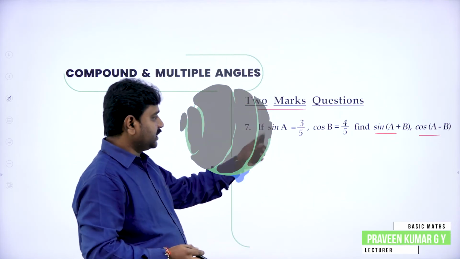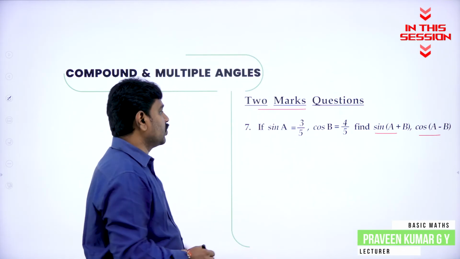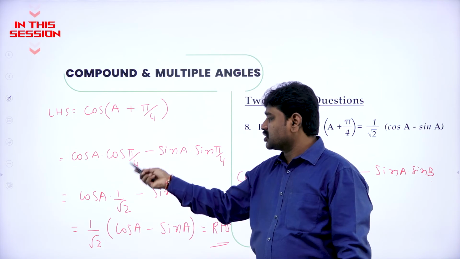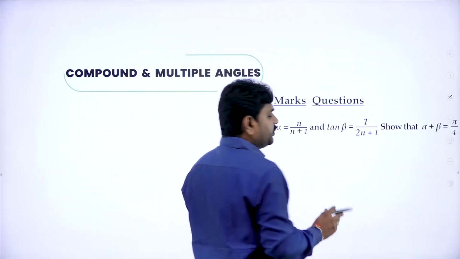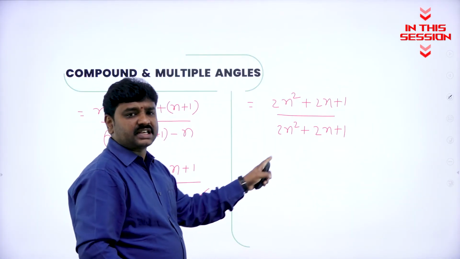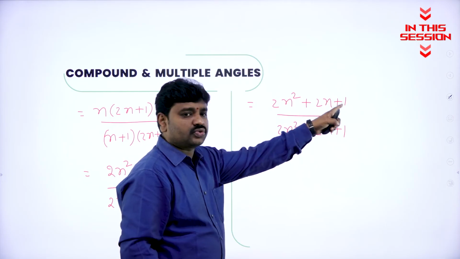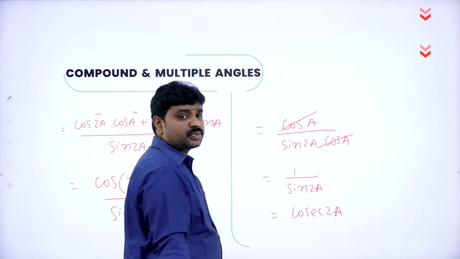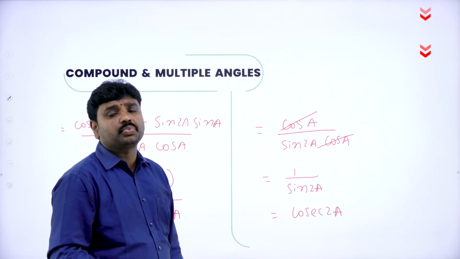So from sine get cos and from cos get sine, then we can go ahead. Cos of A plus pi by 4 is cos A cos pi by 4 minus sine A sine pi by 4. We use the tan compound angle. To solve this, what will we use? Tan compound angle. So numerator and denominator are the same. Numerator is 2n square plus 2n plus 1. After you get sine, sine is the reciprocal of what? Cosecant, and cosecant is the reciprocal of sine.